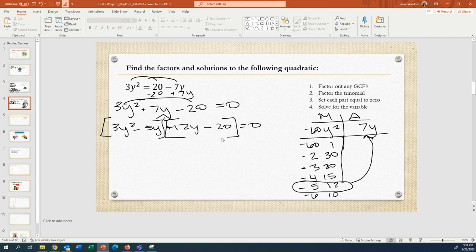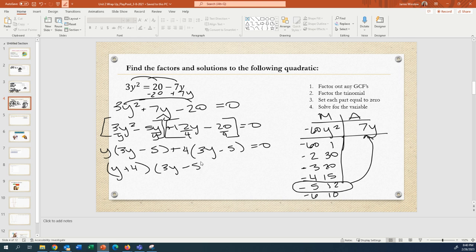So the GCF of the first two is a y. We have left 3y minus 5. And the GCF of the second two is what? 4? Yeah, you could take 4 out of both of these. So 4, so we're left with 3y minus 5. Yay, they match. So our final answer is y plus 4 and then 3y minus 5.